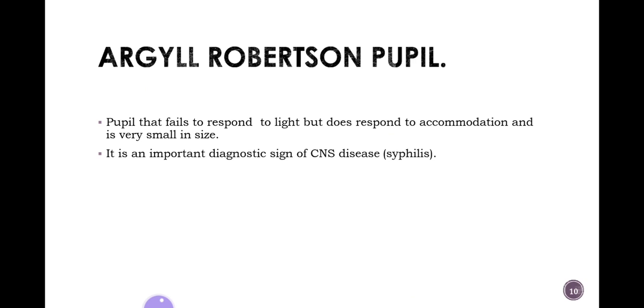Next, Argyll Robertson pupil. When the pupil fails to respond to light, but does respond to accommodation, and it is small in size, it is an important diagnostic sign of CNS disease, that is syphilis.